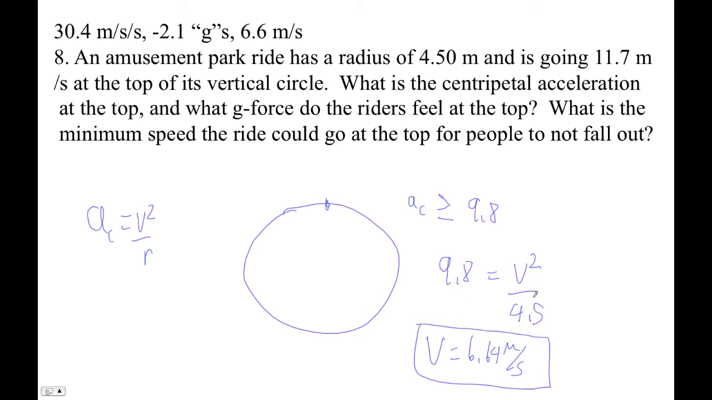Ta-da. So if the people are not going to fall out, or the water is going to stay in the bucket, or all this stuff, what you want to do is set the acceleration to 9.8, on Earth anyway, right? And that's the minimum you could have, because remember, at the top it'd be 1g minus 1g. You'd be weightless for a moment, but you wouldn't be negative. You wouldn't fall. That's kind of cool.